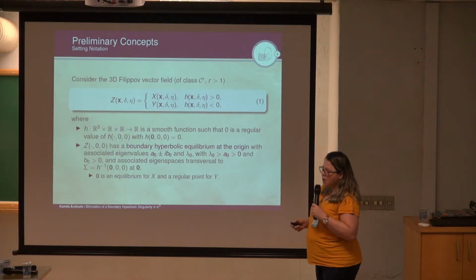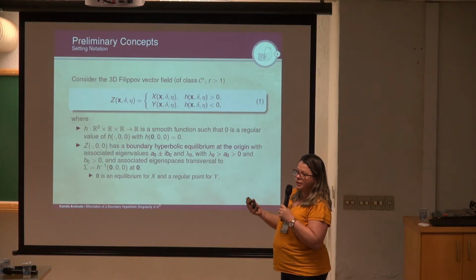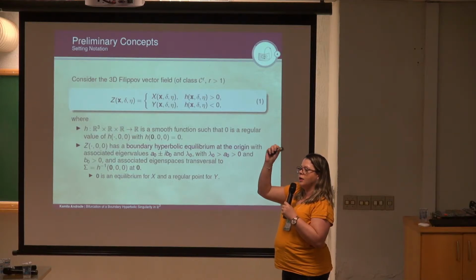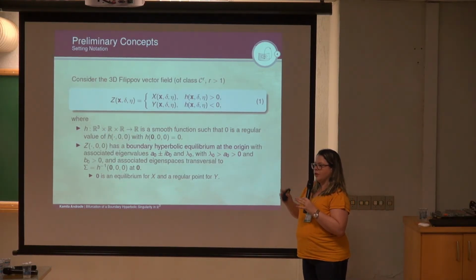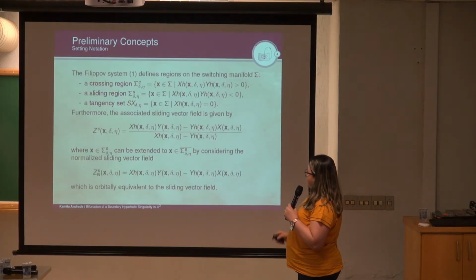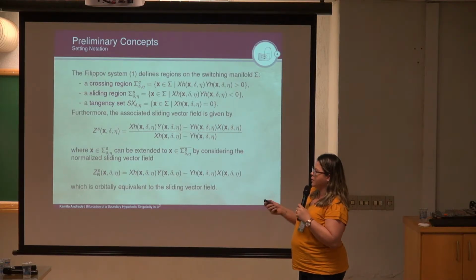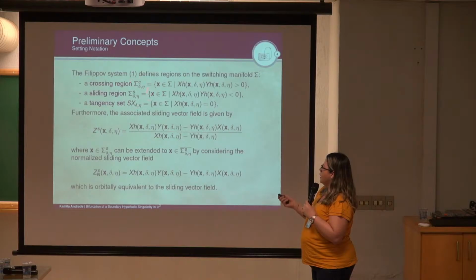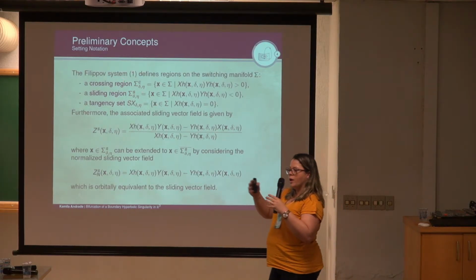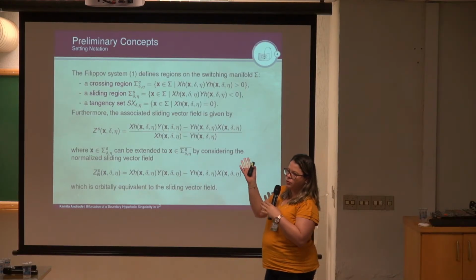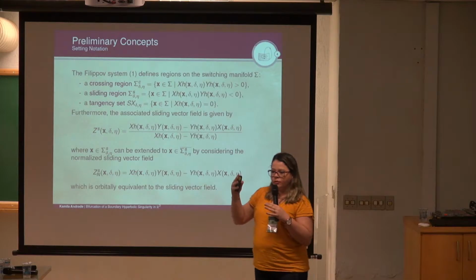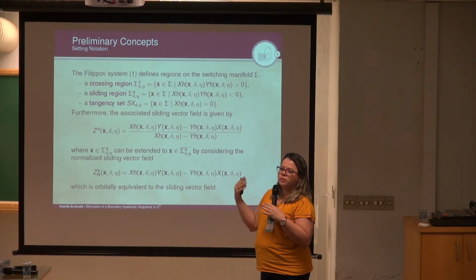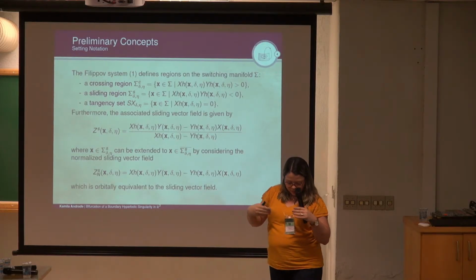Sorry for this mistake. Without loss of generality, we will fix that this equilibrium is an equilibrium of the x vector field and a regular point for the y vector field. So we will fix these conditions. And just for establishing notation, we will denote by sigma c, the crossing region, that is the region where both vector fields point to the same side through sigma, and the sliding region is sigma s, the set of points in sigma where the vector fields point to different sides through sigma.